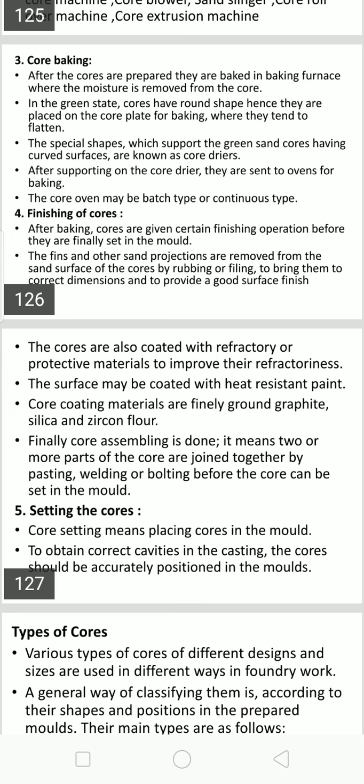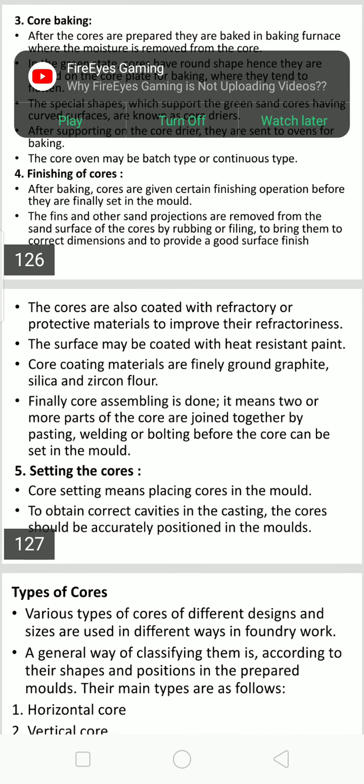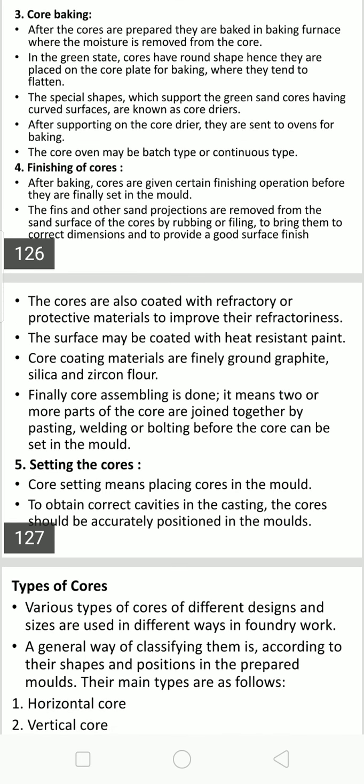Depending upon the size and the number of cores, different types of oven such as batch oven, continuous oven, and dielectric bakers are used. All these are used to drive out the moisture content from the core. So baking is nothing but heating in an oven between 150 to 400 degrees centigrade to drive out the moisture content. Therefore the cores become dry and gain strength.